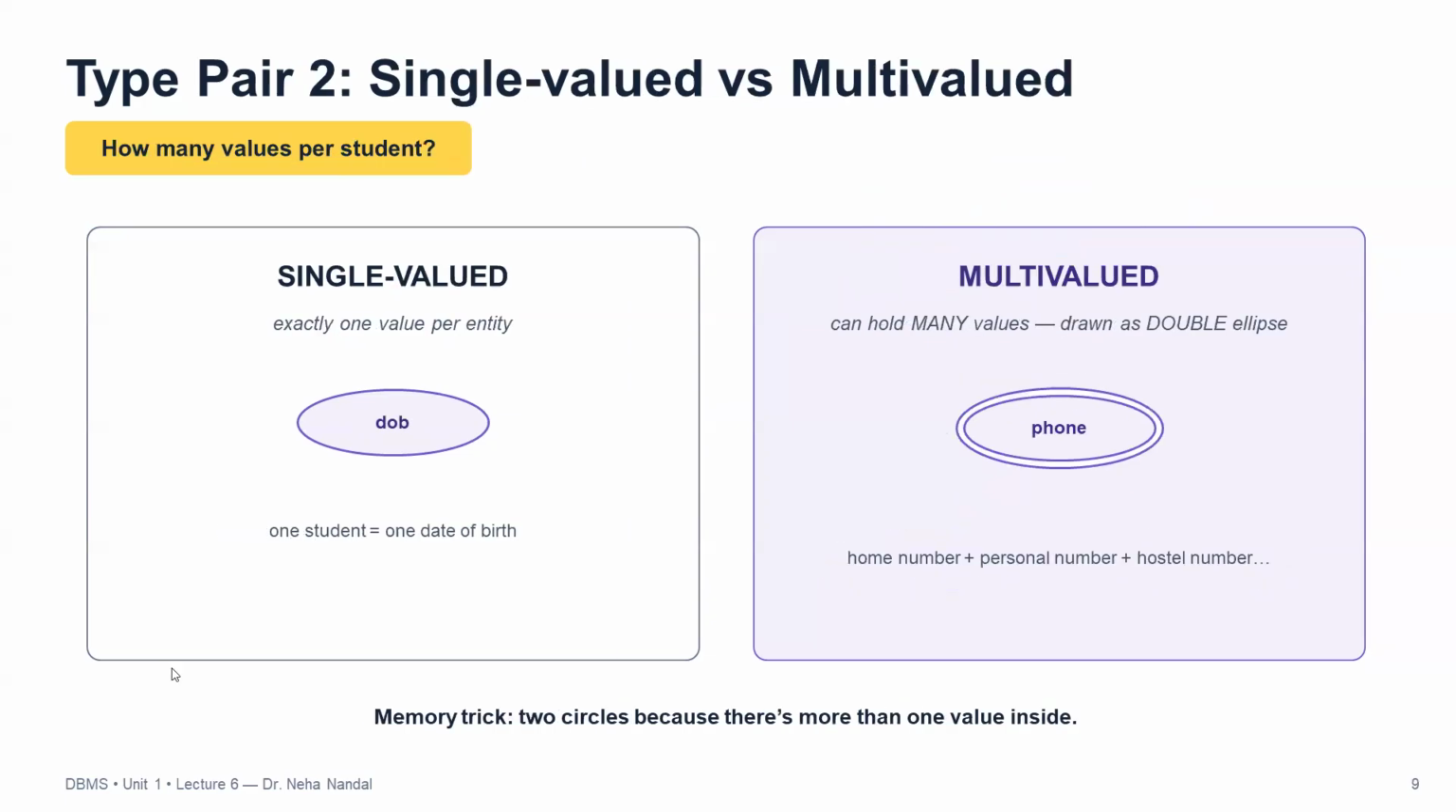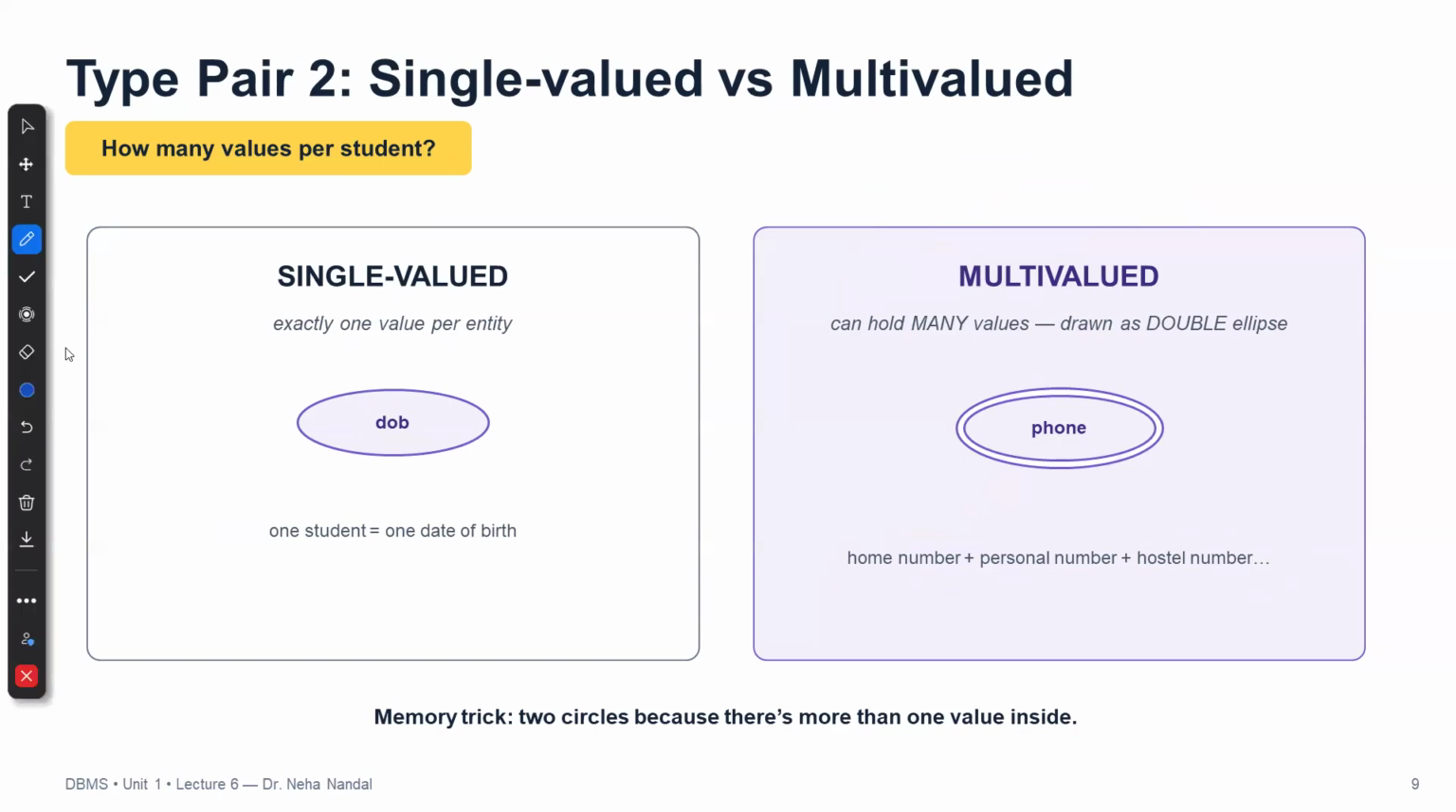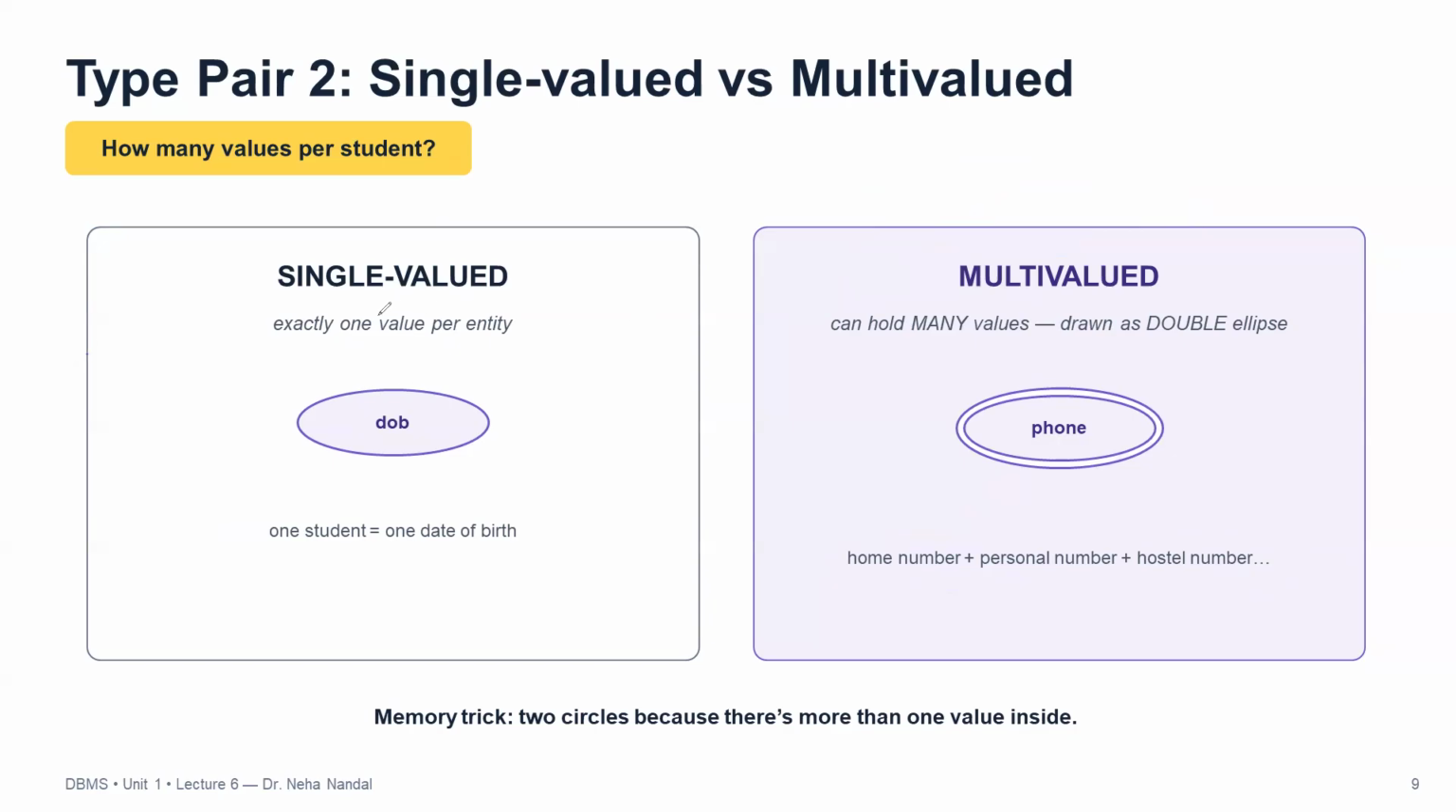Next type of attributes are single valued versus multi-valued attributes. Now you can think of another scenario. Single valued attributes are the attributes which have only one value, like date of birth. Every person will have one date of birth only. One student will have only one date of birth. It cannot have two dates of birth. So as we maintain our data, we have to see how many values per student we are maintaining. So date of birth, one value.